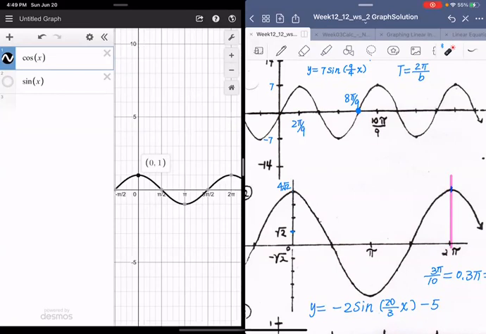What do you mean? What's the answer for this? This guy has this answer. What's the answer for this one?